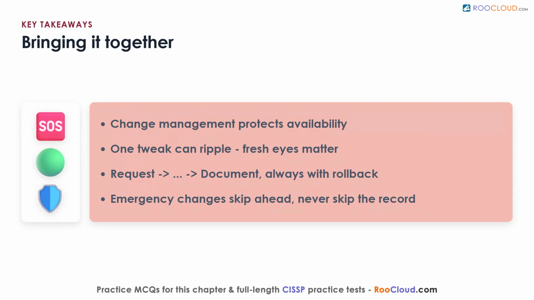Change management exists to stop changes from causing outages, protecting availability. A single well-meaning tweak can ripple into a major failure, which is why review by fresh eyes matters. The process runs from request through review, approval, testing, scheduling, and documentation, always with a rollback plan. Emergency changes may skip ahead, but never skip the record. And versioning plus configuration documentation give you the history and the roadmap to recover when something goes wrong.